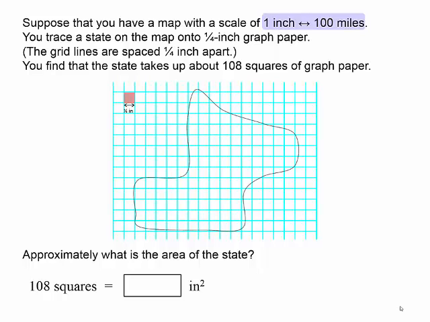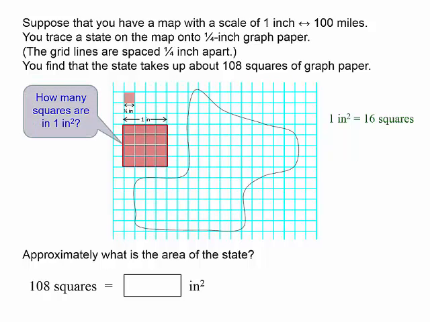Now, what do we need to find the number of square inches that equals 108 squares? One way is to find how many squares are in 1 inch square. The answer is 16. Can you explain why 1 inch square has 16 squares? It is because 1 inch has 4/4 inches. Hence, 1 inch by 1 inch square will have 4 times 4 of these small squares.